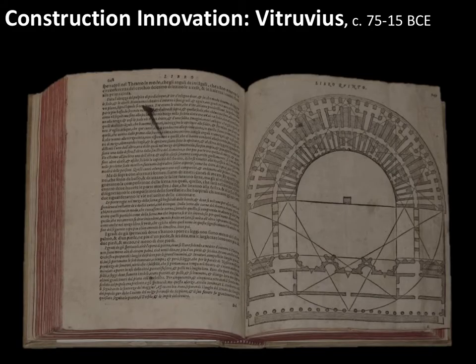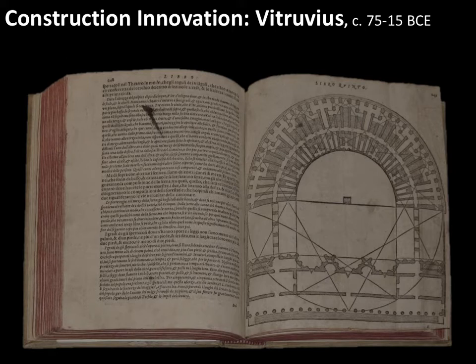But the Romans were innovators. And one of the more important innovators, probably not at the time, but he became much more important later on, was Vitruvius. Now, Vitruvius was a man who lived in the first century, right before the turn of the millennium. And he wrote a really important book. And copies of this book lasted for centuries. So here's a page from De Architectura that he wrote.